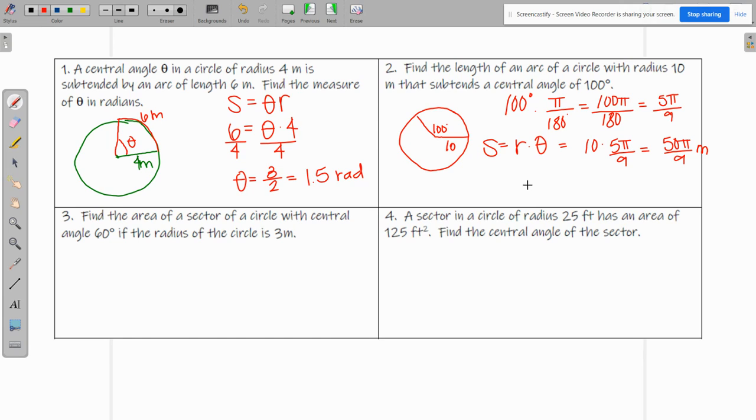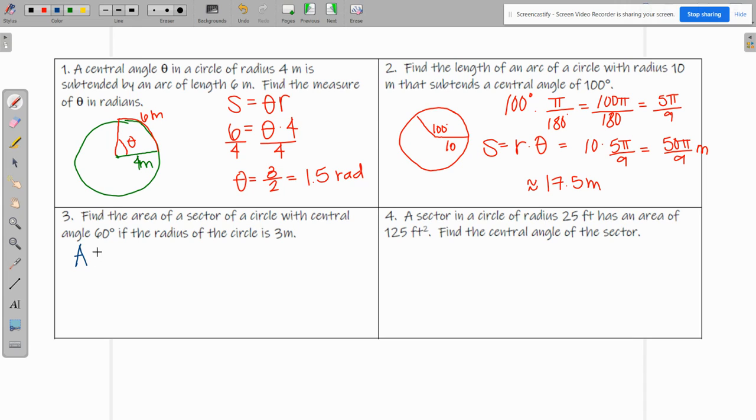But we might want to simplify that or at least approximate it. So if we do 50 times pi divided by 9, we get about 17.5 meters. Number 3 looks at area. So it says find the area of a sector of a circle with central angle 60 degrees if the radius of the circle is 3 meters.